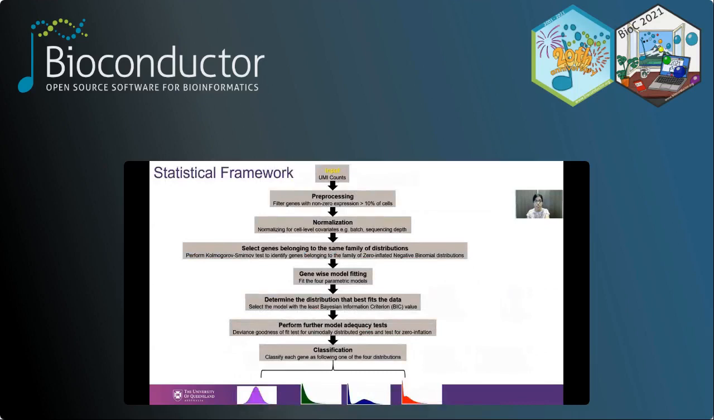In our framework, the input is the matrix of UMI counts, and we filter out genes not expressed in at least 10% of the cells. Then model-based normalization is done for normalization of cell-level covariates, such as batch effects and sequencing depth differences. We then model the UMI counts using the four distributions: Poisson, negative binomial, zero-inflated Poisson, and zero-inflated negative binomial. So all these four distributions are special cases of the zero-inflated negative binomial distribution.